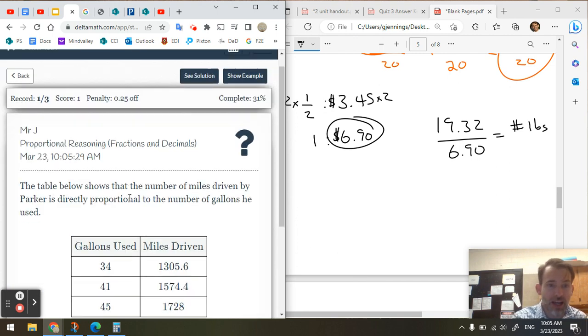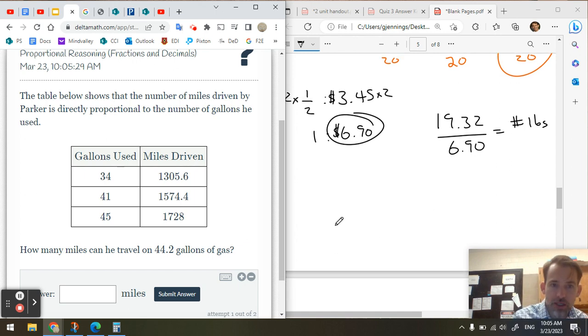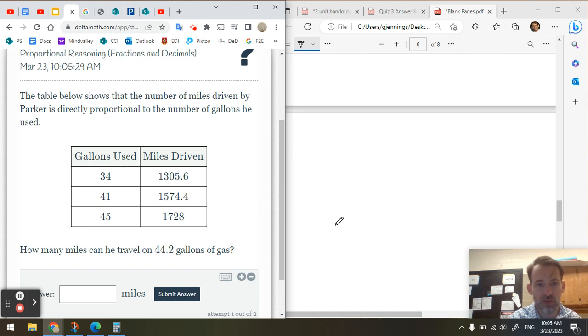Proportional reasoning. I'm going to do the whole assignment. Gallons used, miles driven. The table below shows the number of miles driven by Parker is directly proportional to the number of gallons he used. How many miles can he travel on 44.2 gallons of gas? We can use any of these ratios. I'm going to use 45 and 1728.